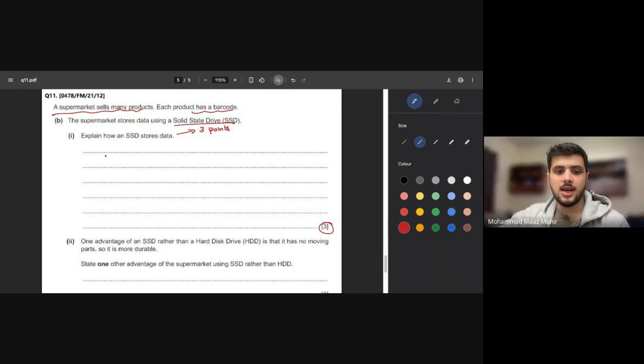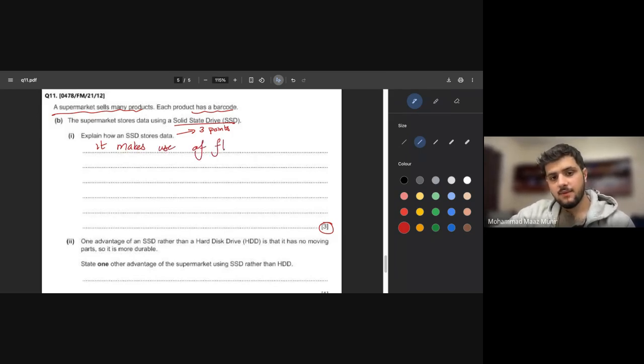Firstly, we're going to write that it makes use of flash memory. Yeah, that will be your one point, one sentence. The second point is going to be that it uses transistors and control gates.